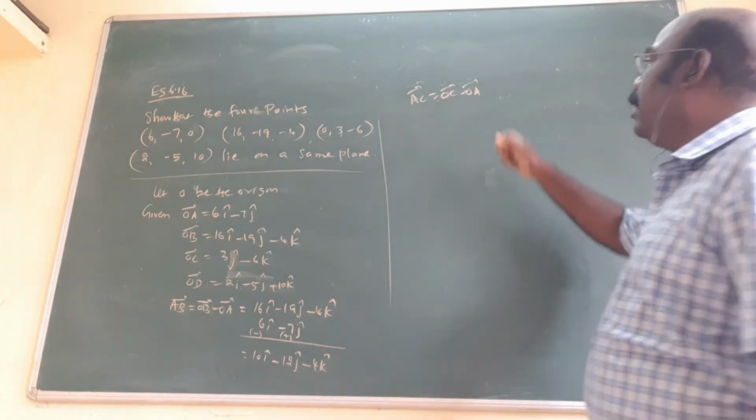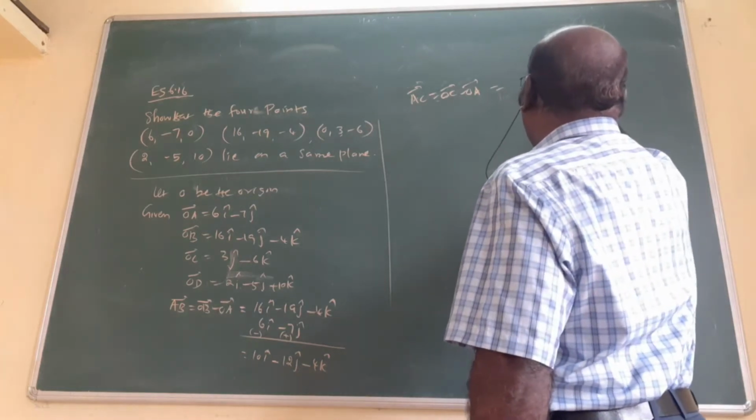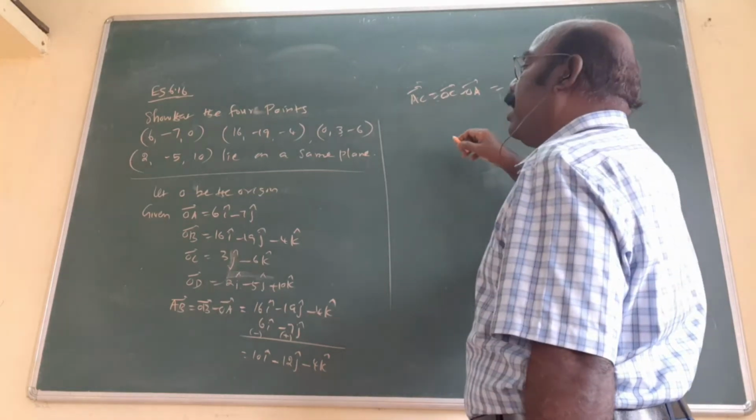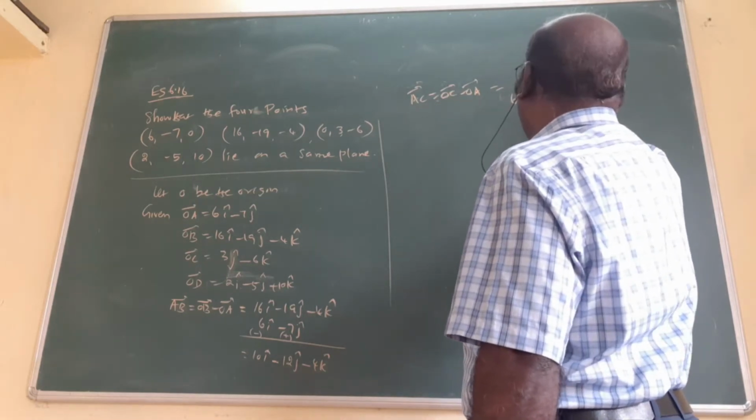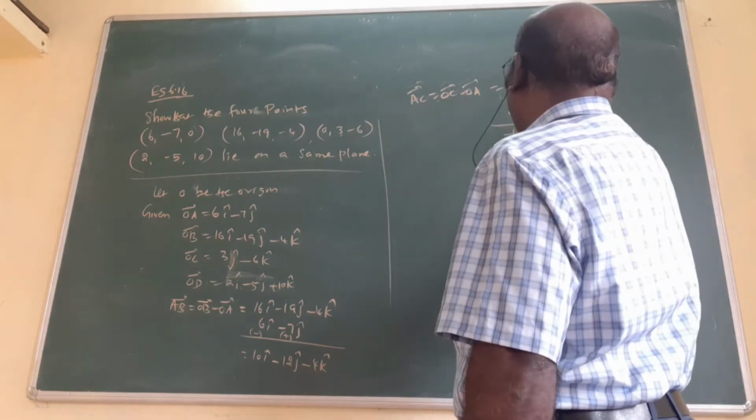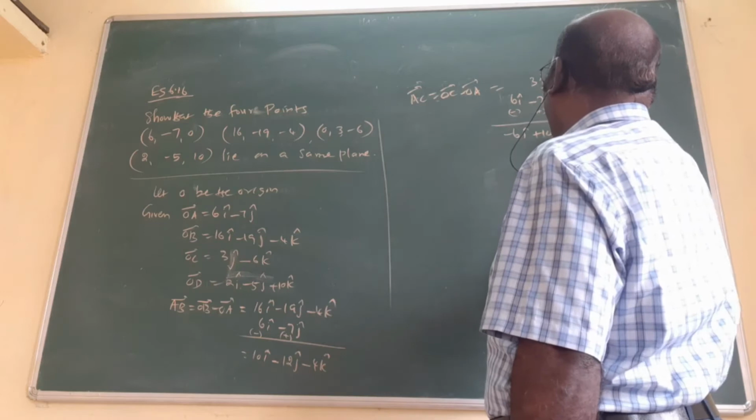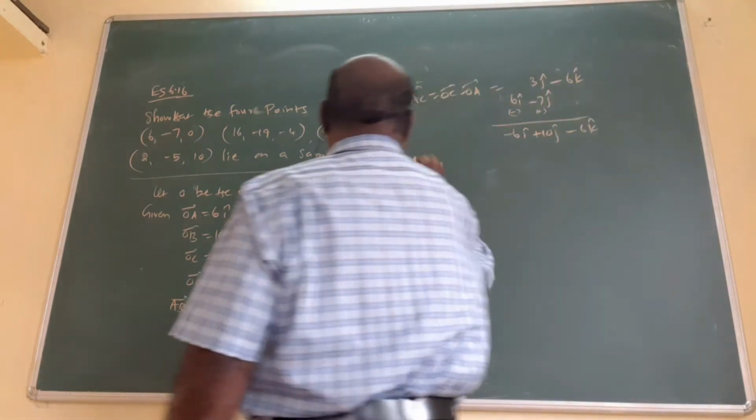It's very important. Now OC is what? 3j vector, 6k vector. The OA vector is what? 6i minus 7j. That's all. Change the sign. We get the answer minus 6i cap plus 10j cap minus 6k. This is the AC vector. Am I right? Then AD vector.